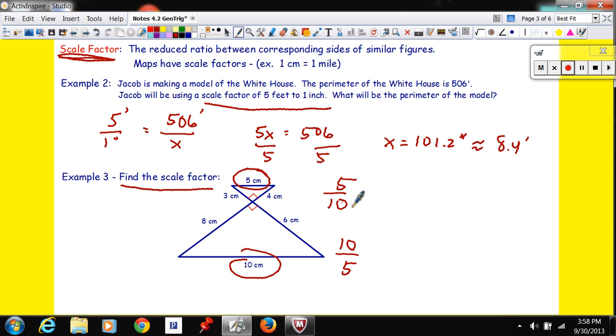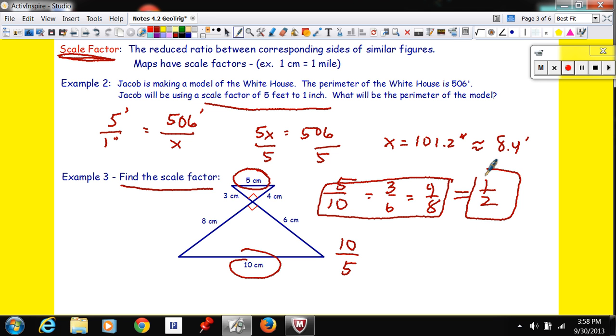So if I use the small one over the big one, then I need to put 3, which is the smallest, over 6, which is the smallest. 3 over 6. And I need to put 4, which is the medium, over 8, which is the medium. All of those are going to reduce to the same ratio. They're all going to reduce to 1/2. So those have to be similar. The scale factor is 1/2. It's a 1 to 2 scale factor.